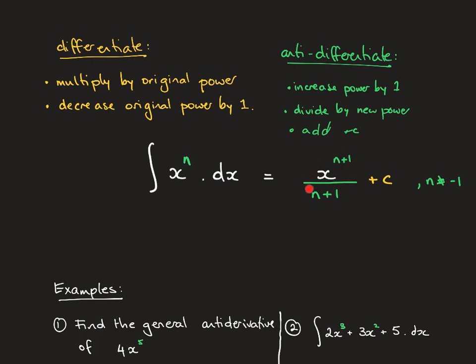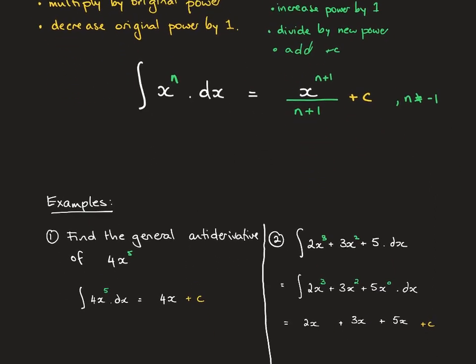Using this particular pattern here. Okay, so here are some examples. Find the general antiderivative of 4x to the power of 5. And number 2, integrate 2x cubed plus 3x squared plus 5 with respect to x. So let's just go ahead and do these.